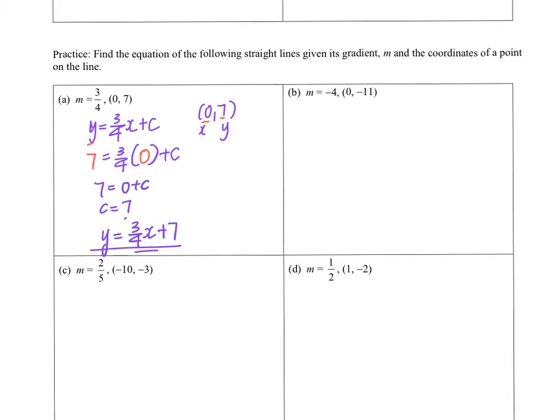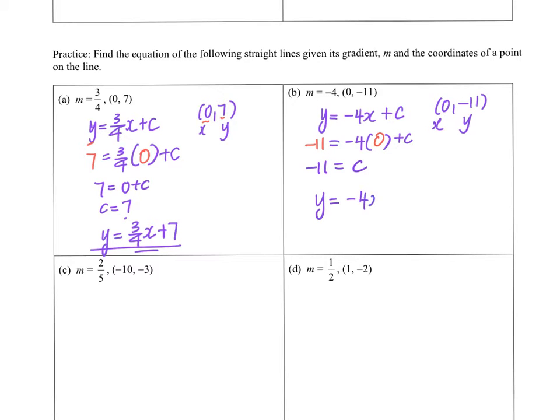Let's try part B. We have y equals the gradient -4x plus c. So this is (0, -11). x is the number 0. y is the number -11. So we have -11 equals -4 times 0 plus c. So c is equal to -11. So what's our equation? The equation will be y equals -4x minus 11.